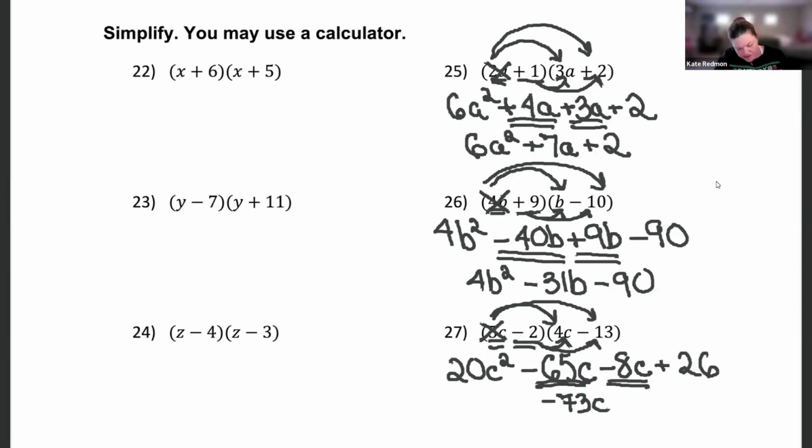There are no other c squared terms. This guy will just drop. No other constant terms to combine with. This guy will just drop. Final answer is 20c squared minus 73c plus 26. Nice job. All right, you guys.